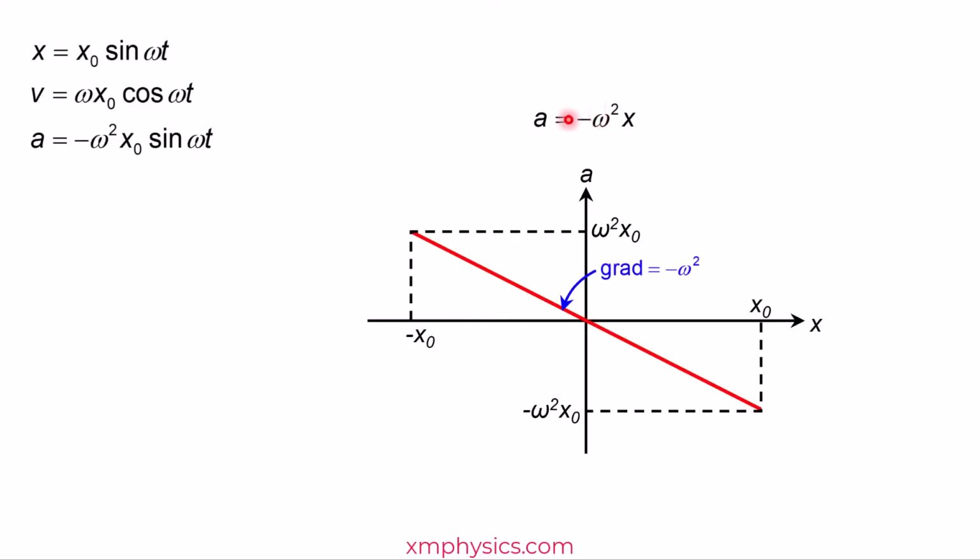What's its significance? It means that when your displacement is positive, your acceleration is negative. And when your displacement is negative, your acceleration is positive. In other words, when your displacement is rightward, the acceleration is leftward. When your displacement is leftward, your acceleration is rightward. Which means the acceleration is always directed towards the equilibrium position. That's the neatest way to put it.